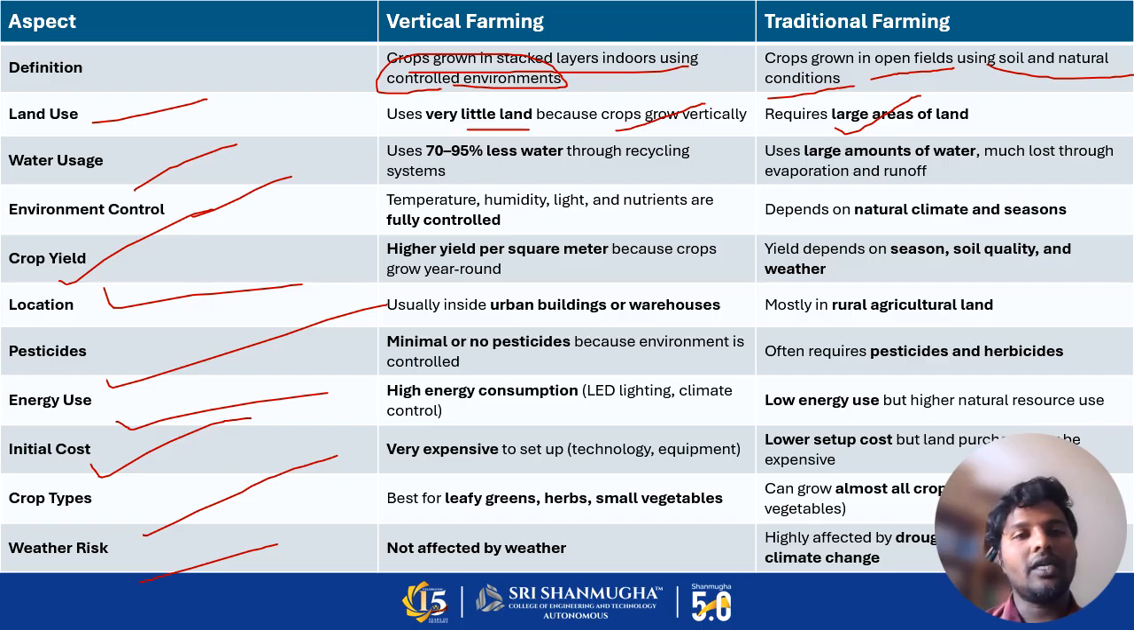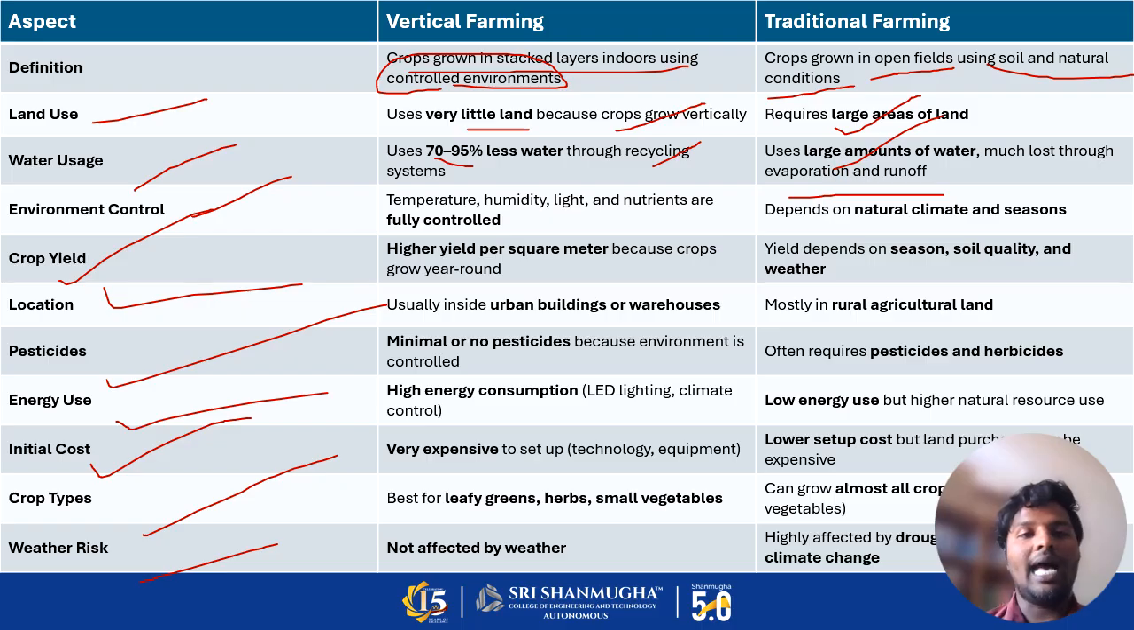Then water usage. The water usage is very efficient in vertical farming, as it uses 70 to 95 percent less water through the recycling system. But in contrast, traditional farming uses a large amount of water. Much of the water is lost through evaporation and runoff. That is one of the disadvantages of traditional farming.